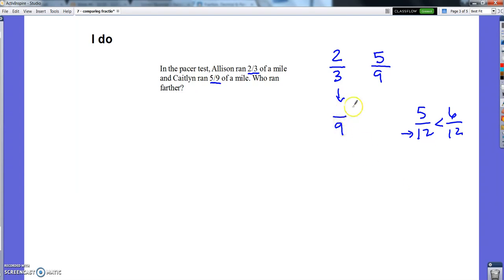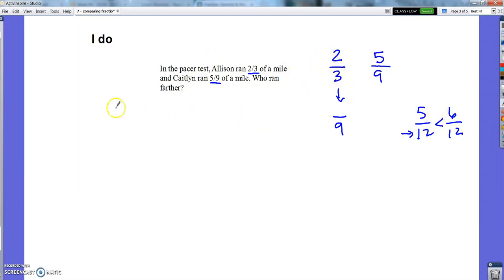And if this is 9ths and this is 9ths, it's going to be very easy to tell which of these is greater. So the strategy I'm going to use to do that is the partition drawing strategy, just because I know I can always do that by drawing. I don't need tiles, I don't need circles. I can always find an equivalent fraction pretty easily with that strategy.